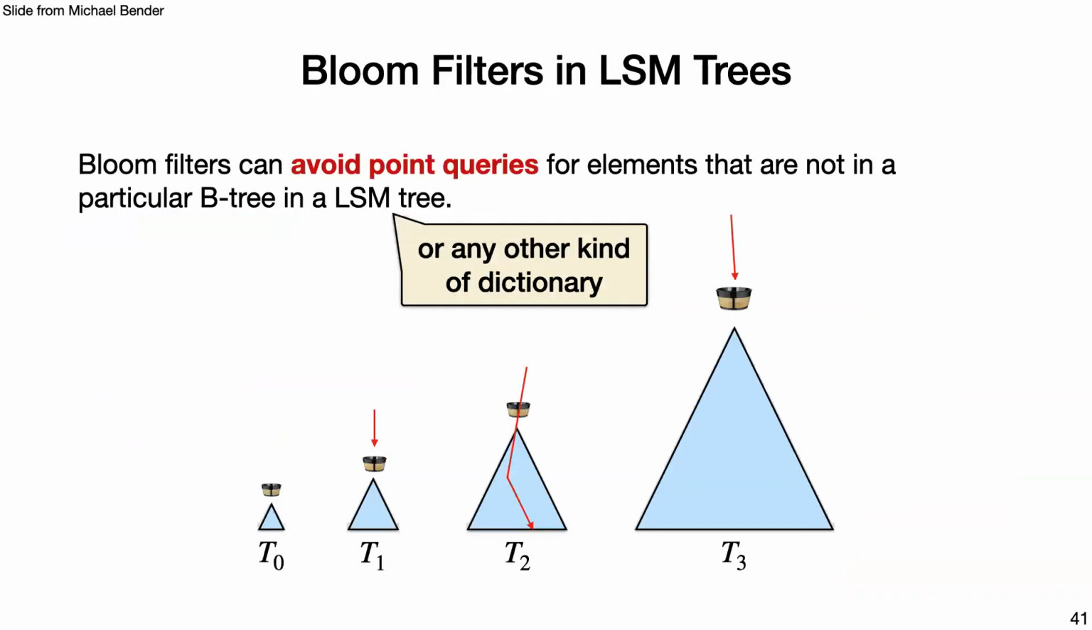Going back up one level, we just talked about Bloom filters, and this is how you use Bloom filters in this LSM tree. You can avoid queries for elements that are not in a given B tree in an LSM tree. You just put a filter on top of each one of these. If you see no, then you don't have to keep going, and only if you see yes, you have to keep searching for it.